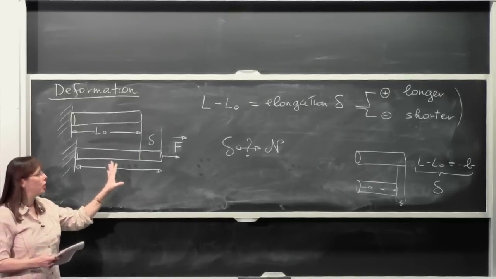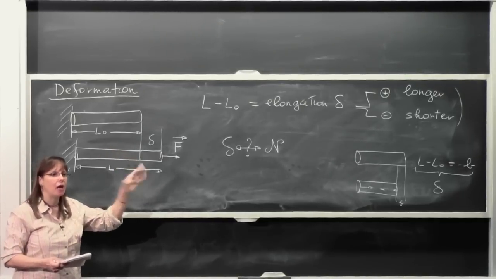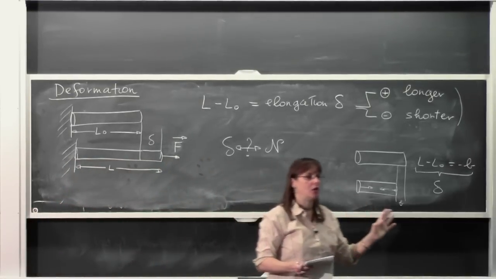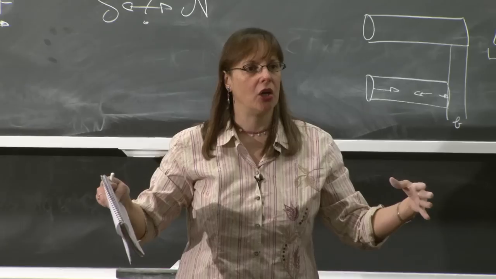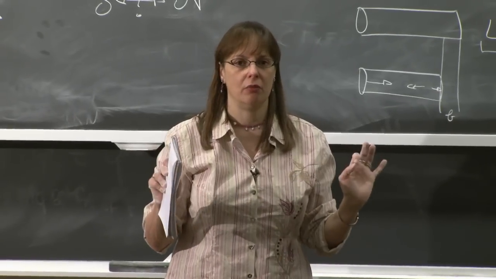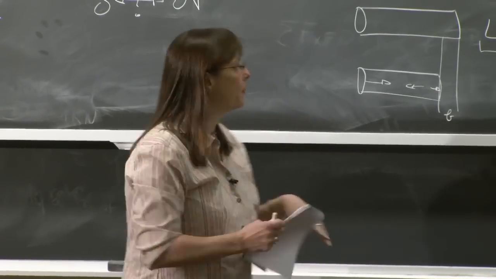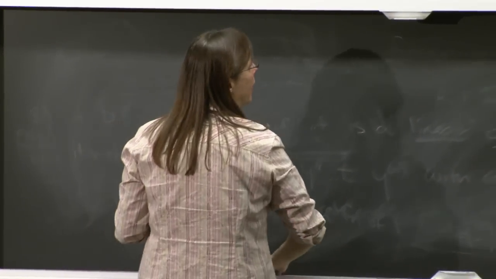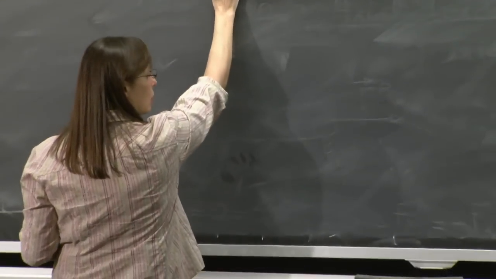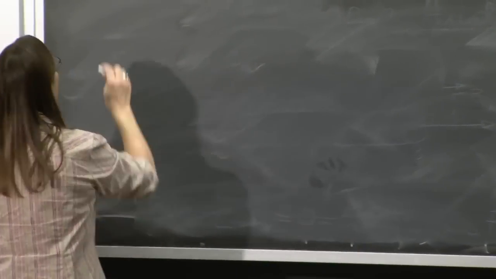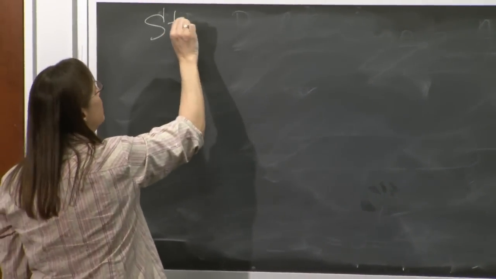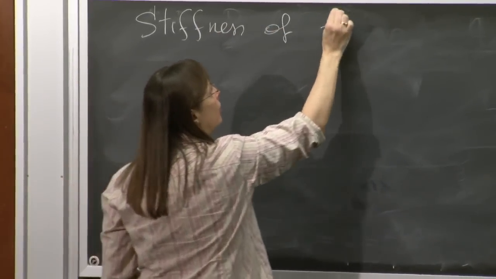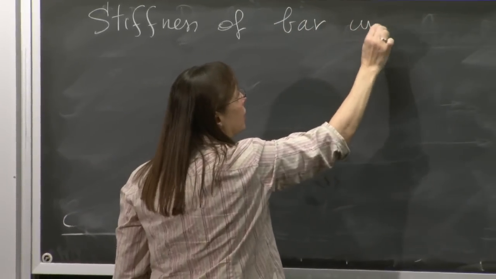But what I want to point out is that when I define delta, I don't even need to know what kind of loading I have on the bar. It is simply geometry. Delta positive, the bar got longer. Delta negative, the bar got shorter. We good? OK, so what is the connection between the elongation and the axial loading? So we're going to talk about what is the stiffness of a bar in axial loading.